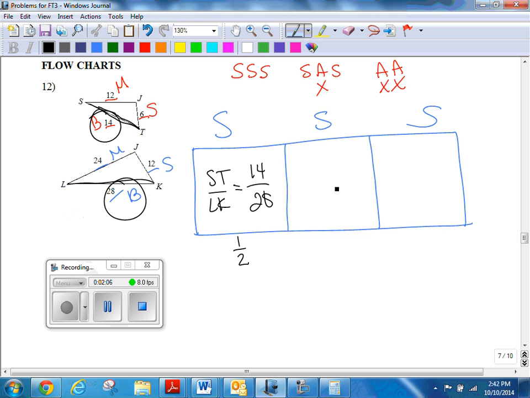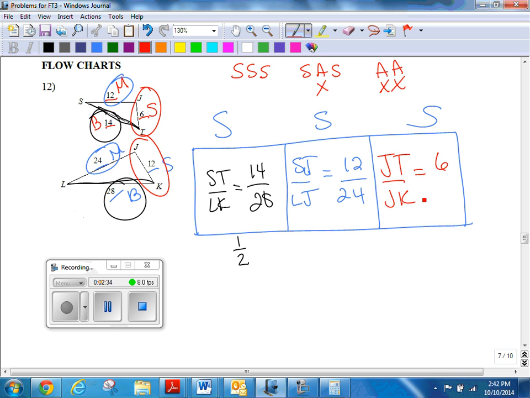All right. Now let's look at the middle sides. We've got SJ, which is 12. We've got LJ, which is 24. And for our smallest sides, we've got JT, which is 6, and JK, which is 12. And if we go ahead and divide these out as well, 12 divided by 24 will give you 0.5 in your calculator, which is 1/2. And we get 1/2 for everything.